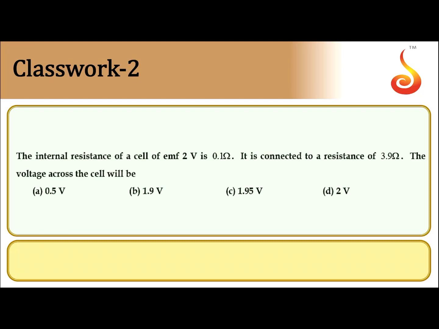Example 2. The internal resistance of a cell of EMF 2 volt is 0.1 ohm, is connected to a resistance of 3.9 ohm. The voltage across the cell is nothing but the terminal potential difference, which is given by E minus Ir.